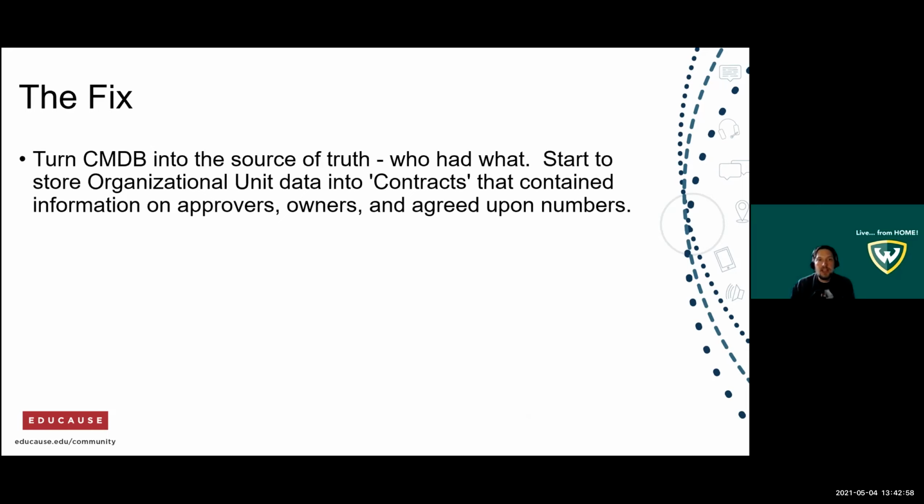So we started pulling in all of that organizational unit. We made contracts in our tool, and we stored things like who actually approves for these particular units. What subunits are they responsible for? Who is the overall owner of this? And also, really importantly, how many computers should they have? How many did they agree upon to actually pay for? Because we certainly don't want to be giving them something for free, but we also don't want them to be paying for something that they're not getting. If we don't have enough for them, that's a problem as well.